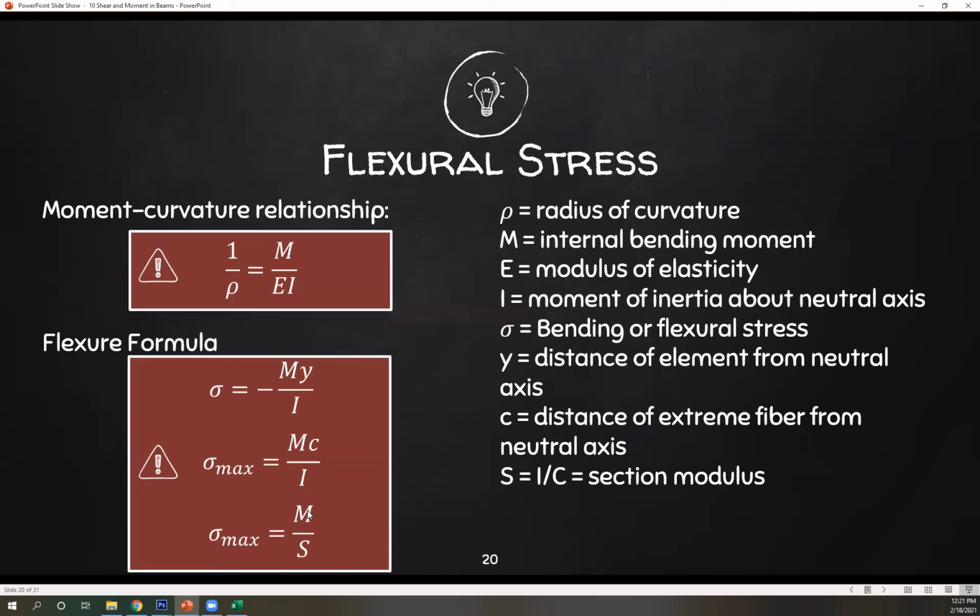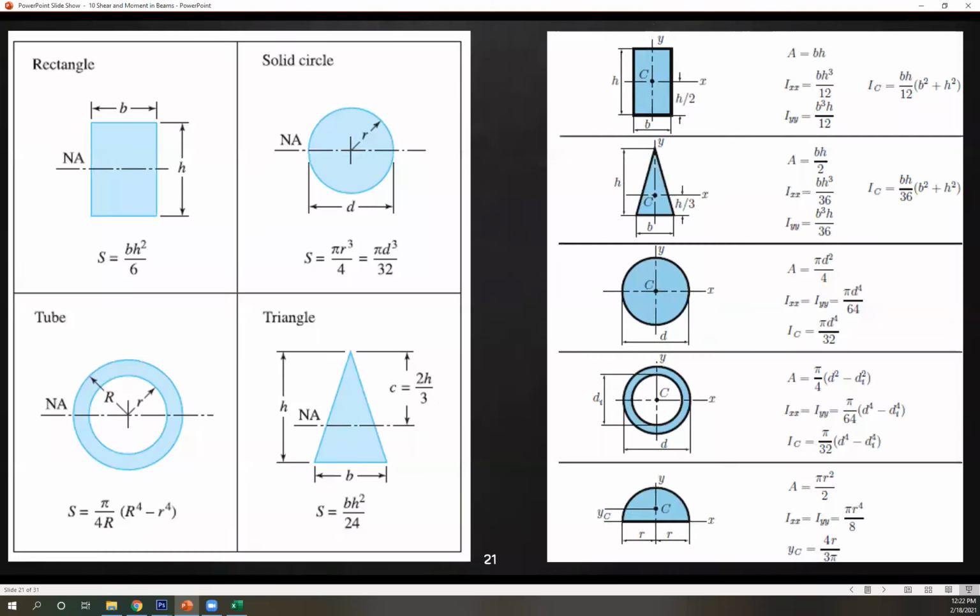Or you can use the equation M over S, where S is I over c. As you can see, I over c, so that gets M over S. And this is just the section modulus of your cross section. So those are your equations.